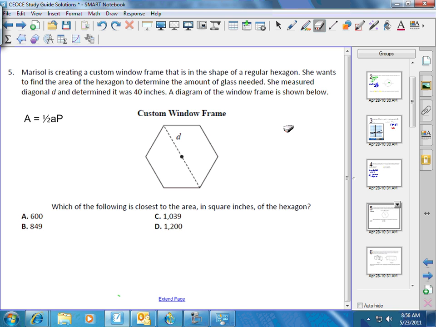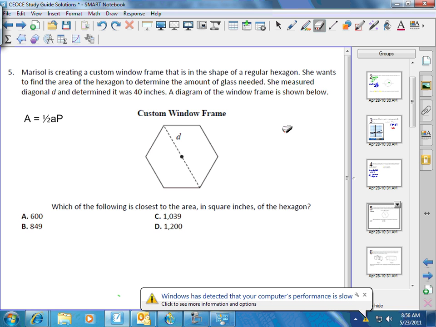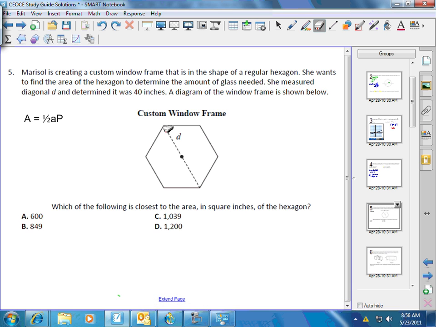So we've got a window that's in the shape of a hexagon. She wants to find the area of the hexagon so she knows how much glass she needs. And what she does is she measures the diagonal of the hexagon. This is the center of the hexagon. She's going from one vertex through the center to another. So this diagonal is the diameter of the polygon. Remember, for a regular polygon, you have a center, and from the center to the vertex is called the radius.